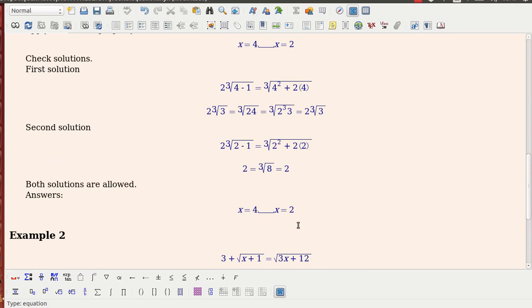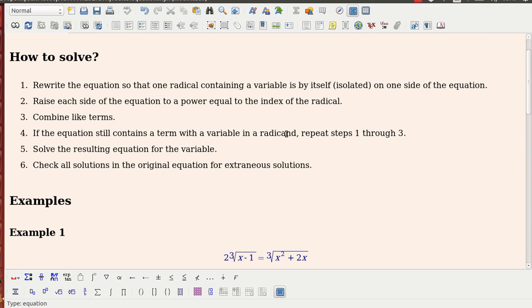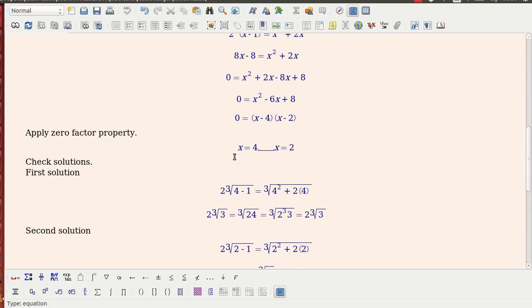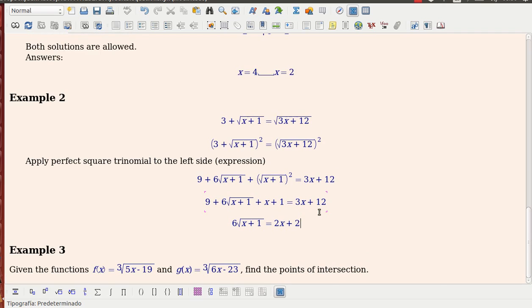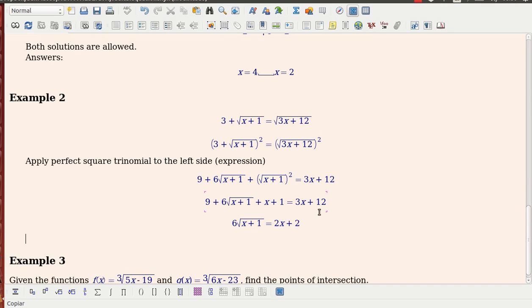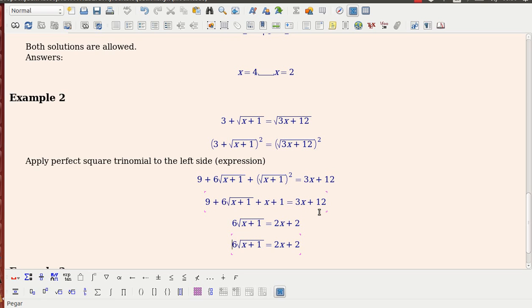And look at that, we have a variable in a radicand, so we have to repeat steps 1 through 3. Again, rewrite the equation, raise each side, and combine like terms. So to solve this expression, I just have to divide each member by 6, or divide everything by 6. Some people prefer to raise to the second power now and write 6 as 36, but I'm going to follow the steps that I established already.